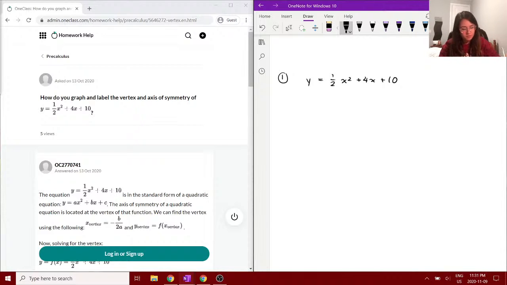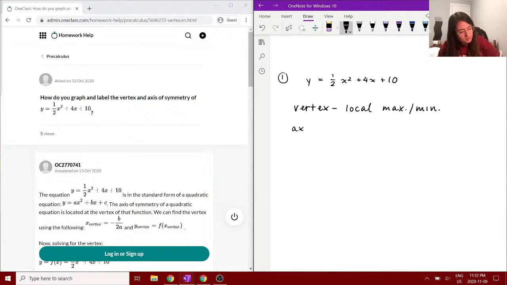So in order to find the vertex and axis of symmetry, I'll just label what the vertex and axis of symmetry are. First of all, the vertex is the local max or minima of the curve. So say we have a curve like this. This point at the bottom here would be the local minima, and the point at the top is the local maxima. Those are both the vertex of the curve.